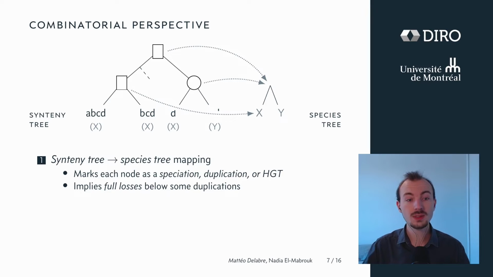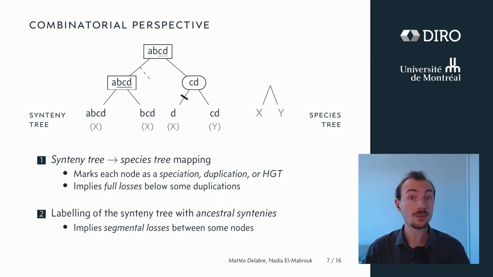This mapping implicitly labels each of the internal synthenies as either a speciation, a duplication, or HGT. For example, the node here is a speciation event because its two children are located in two species, of which this node is the last common ancestor. The left node is a duplication because its two children are in the same species. On the branch from the root node to the left node, there is a full loss event because this copy of the synteny is only seen in the X species and is missing from the Y species.